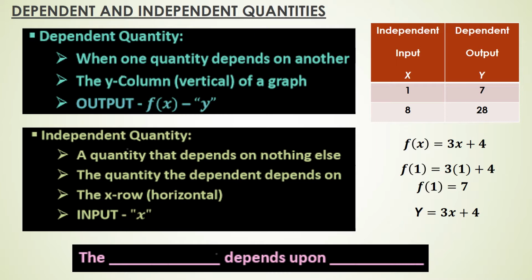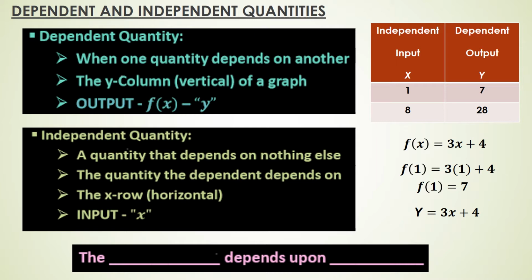The independent quantity is a quantity that depends on nothing else. It stands alone. It forces the dependent to change. So it's the quantity the dependent depends upon. The X row is the horizontal row that we're looking at, and the input is the X. So look at the sentence down at the bottom, the blank depends upon the blank. This is what you're going to use. What is it talking about? The blank depends upon the blank.